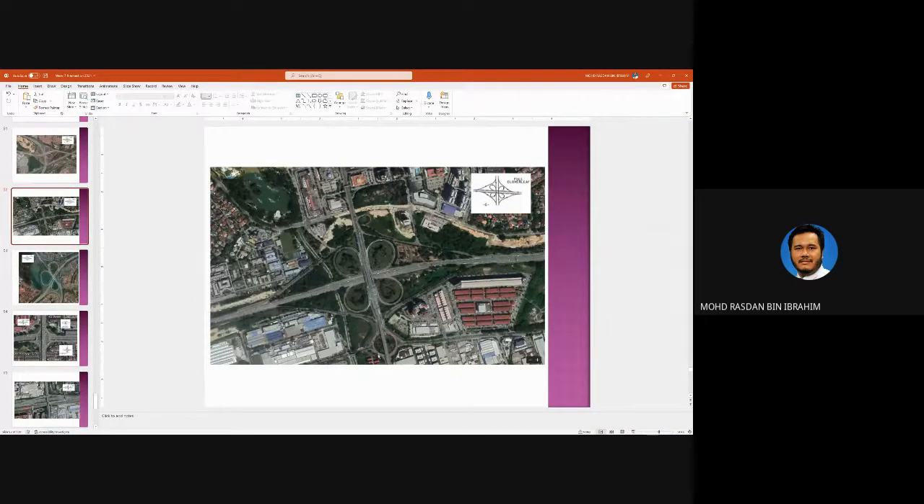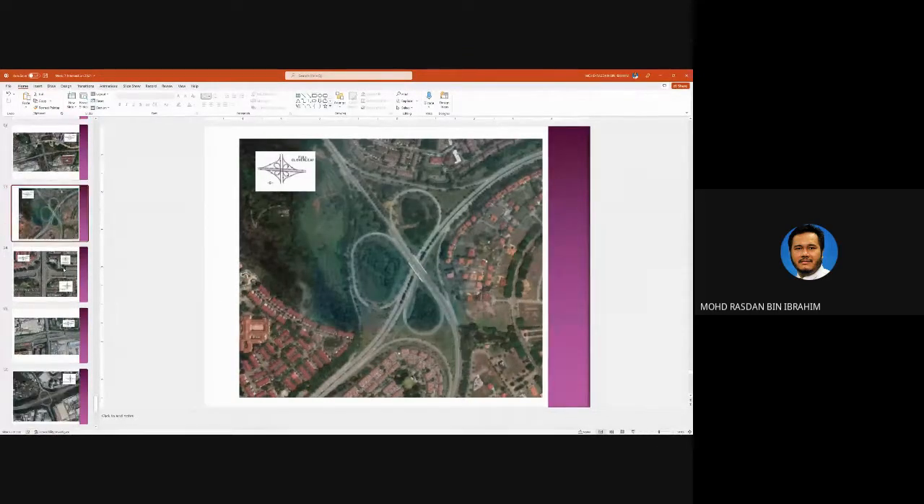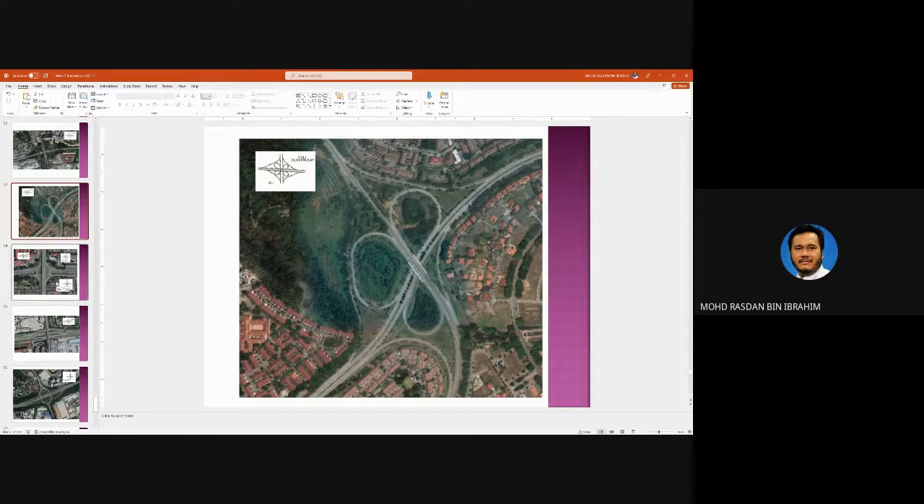So full cloverleaf combined with what? Roundabouts and very special designs. So this is almost a cloverleaf, but not quite, because this part is already occupied by housing. If you have this much space, then it's not much of a problem dealing with new development. The problem comes when you are dealing with existing development.